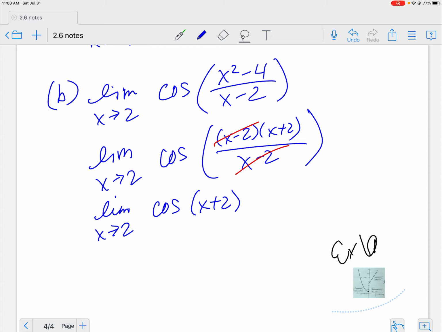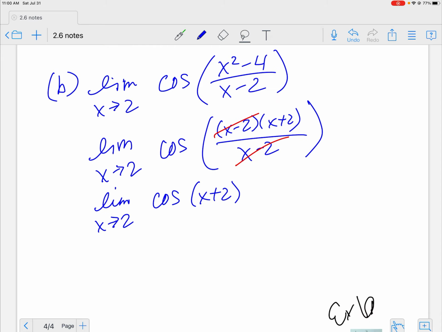Now when I plug that in, I get the cosine of 2 plus 2, which is simply the cosine of 4. The cosine of 4 is not something that we know that is common, so literally just leave it as a cosine of 4. All right, I'm okay with leaving it like that. You could plug it into your calculator, that's fine.